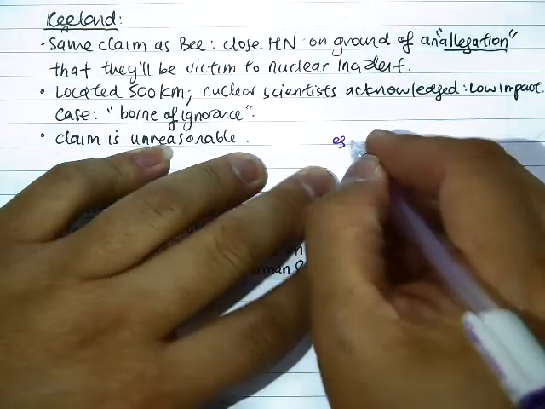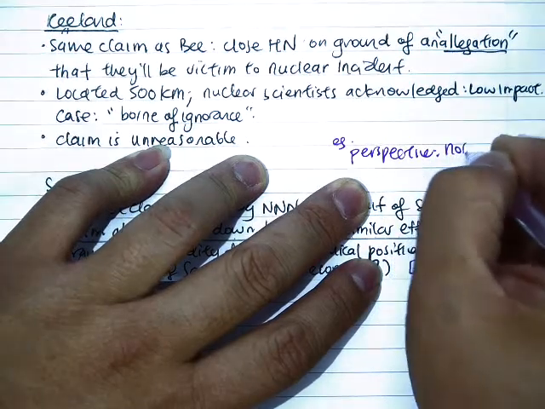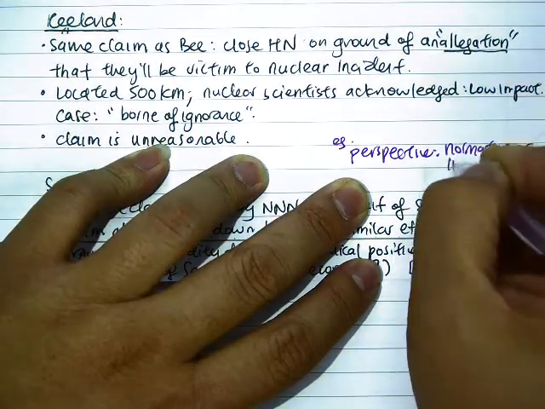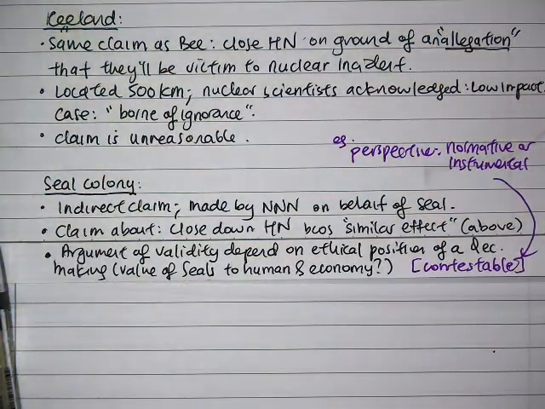So the examiner, I think he used a word called, the argument of the claim is contestable. That means debatable. You can argue. Okay? So contestable means depending on where you come from. For example, are you from the perspective of normative or instrumental?